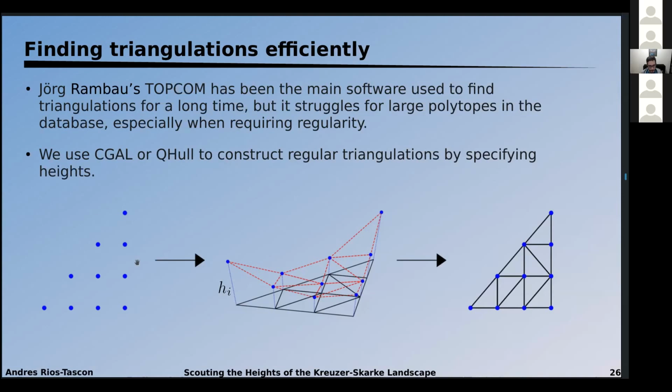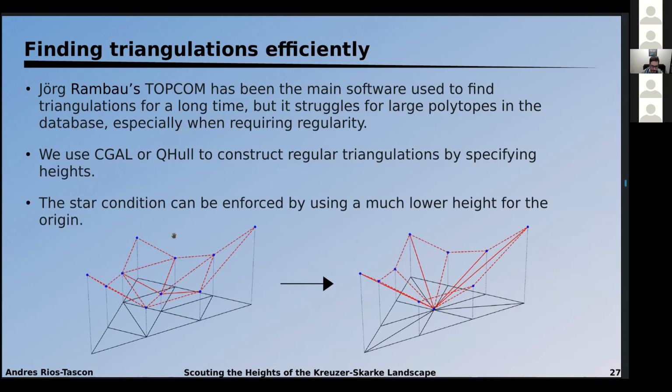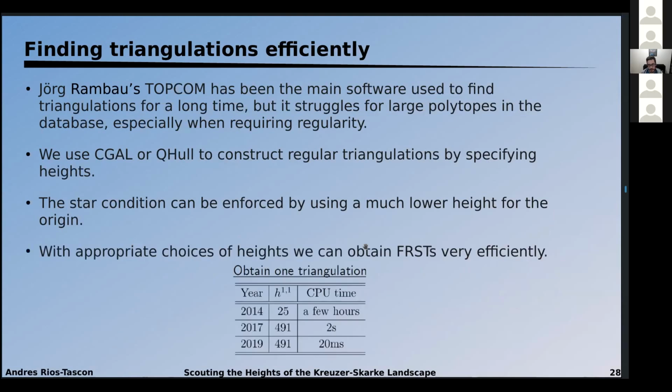So now that we have regular triangulations, how do we make them star? Well, that's pretty simple. All we have to do is take the height of the origin and pull it down much lower than all of the other heights, and the triangulation becomes star, as in this example. And then finally, to ensure that the triangulation is fine, we can simply pick a reasonable choice of heights, which is not too hard to do. And the end result is that we can obtain triangulations extremely quickly.